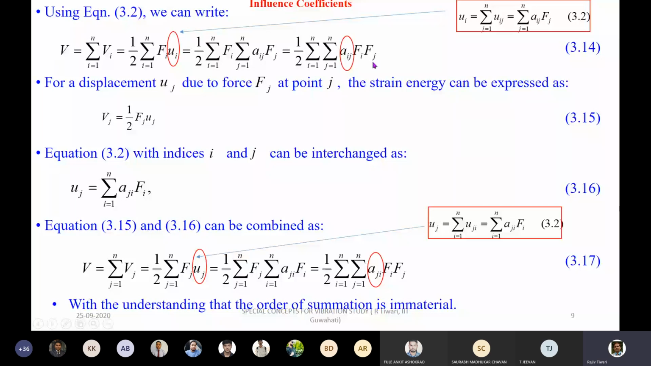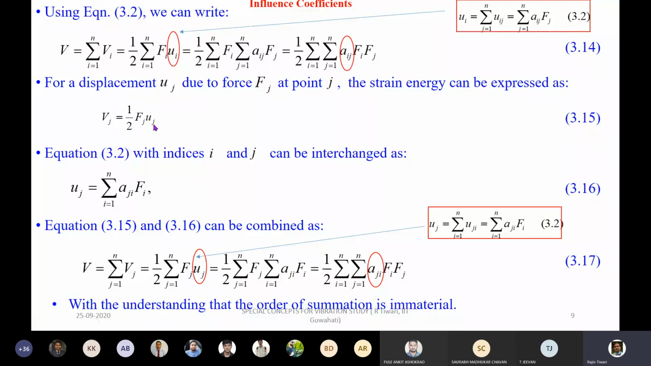Okay, so this is the final expression for that. Now, instead of concentrating at the ith location, let us say I'm applying force Fj at the jth point, and its corresponding displacement at that location is Uj. So the strain energy because of that force will be Vj is equal to half Fj Uj.